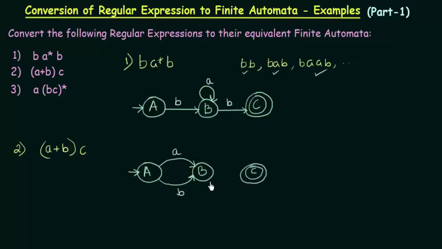And when does it proceed? On getting the input small c. So this is the finite automata for this regular expression.